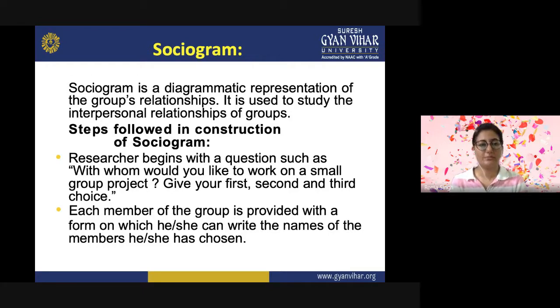There are various steps which need to be followed while constructing a sociogram. The researcher begins with a question such as, with whom would you like to work on a small group project?